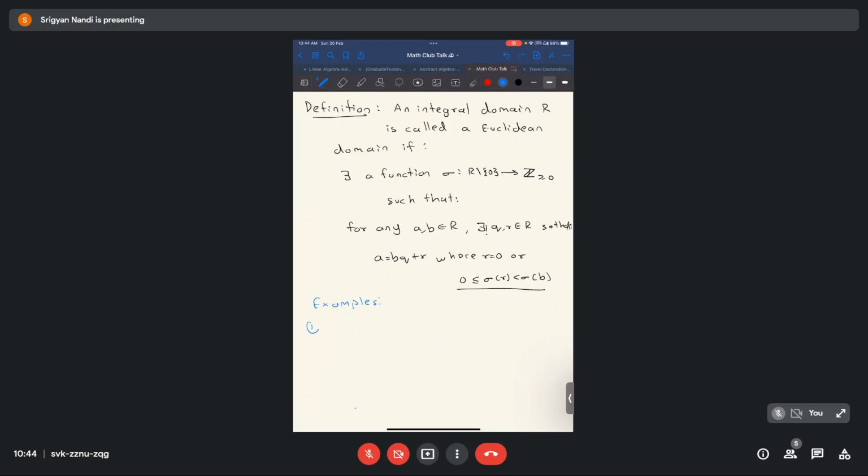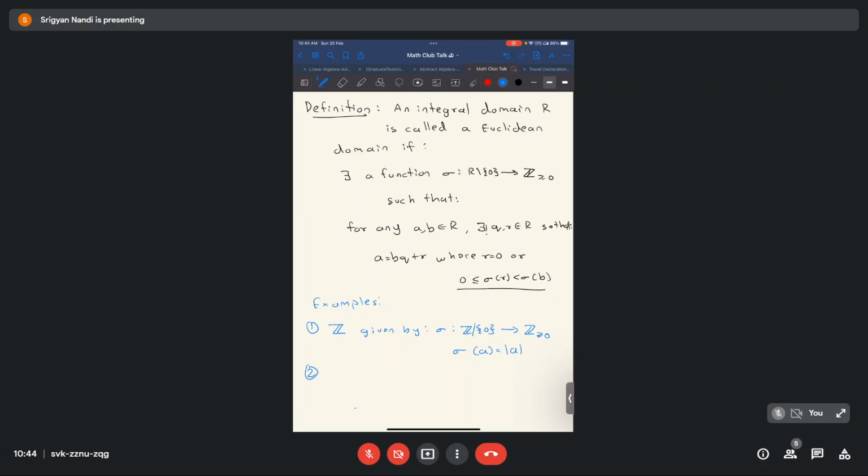One such example will obviously be the integers themselves. So Z, where the size function sigma from all non-zero integers to the non-negative integers is given by sigma of A is equal to mod A. So this makes Z into a Euclidean domain.